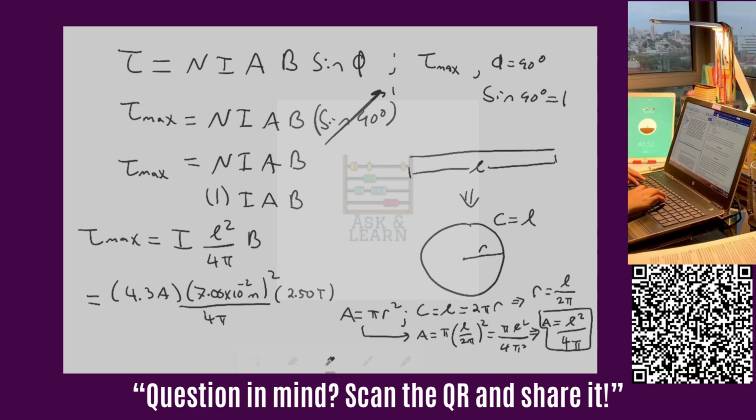So I plug all this in my calculator. What do I get in the end? I get an answer of about 4.19 times 10 to the negative 3 Newton meters. That is the magnitude of the torque that this coil is feeling, the maximum torque that this coil experiences in this magnetic field.